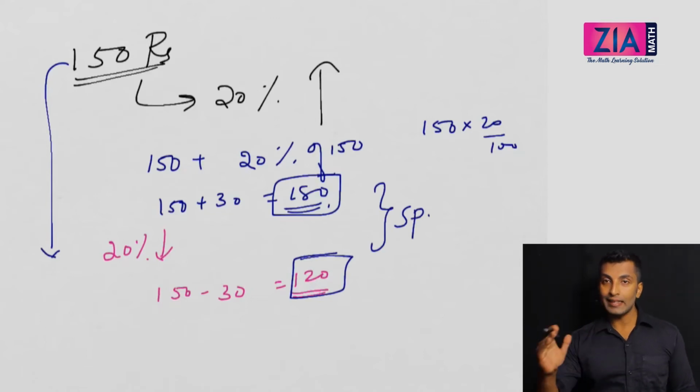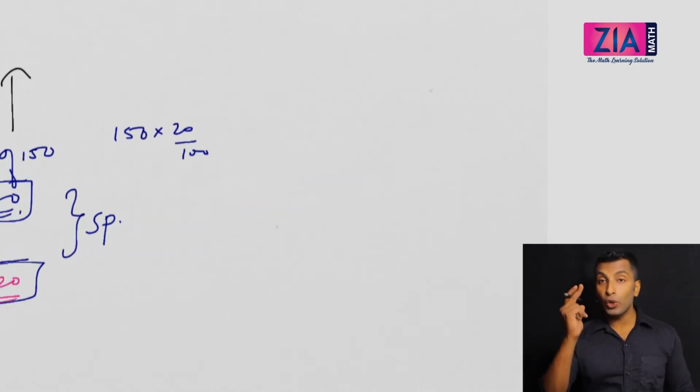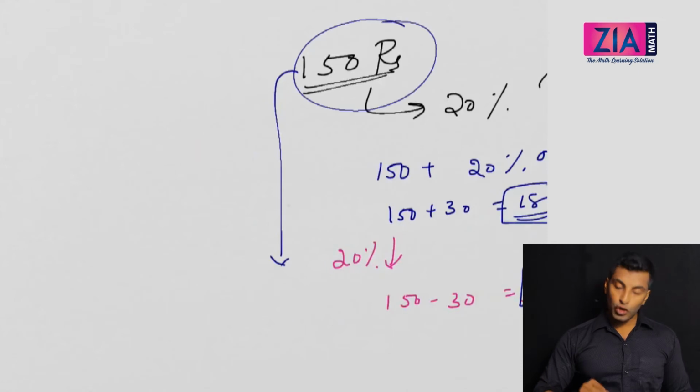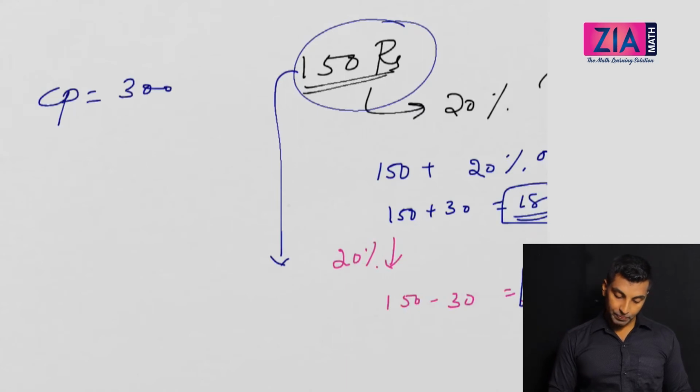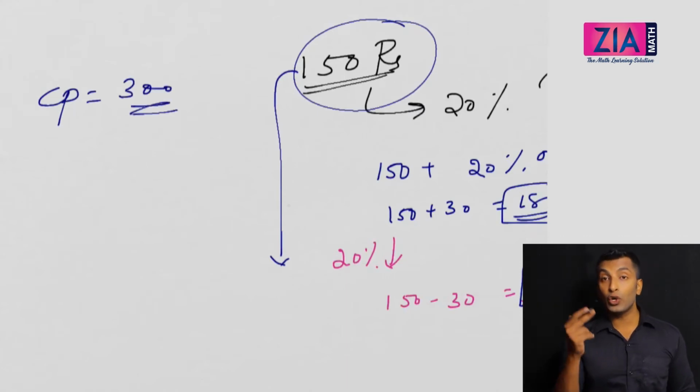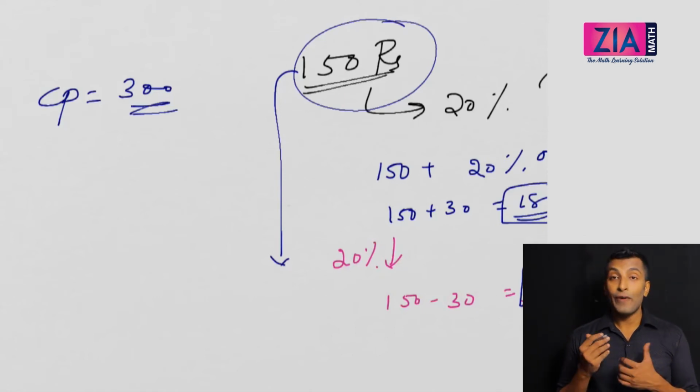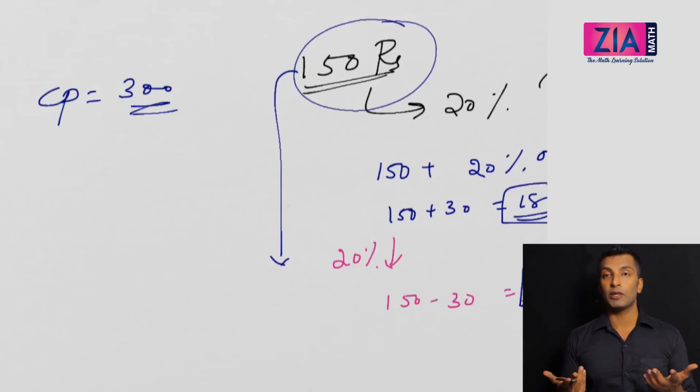Now if you extend this concept, you bought two items and each costs 150. Instead of one item, you bought two items. So what is your actual cost price? Your cost price is actually 300, but for this 300, you got two items. Now the question can be like this: one you sold at 20% profit and one you sold at 20% loss. So what is the effective profit or loss percentage?